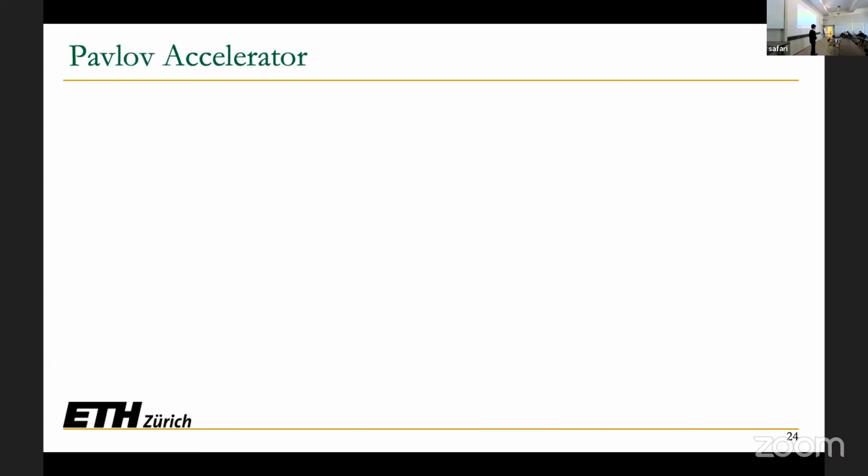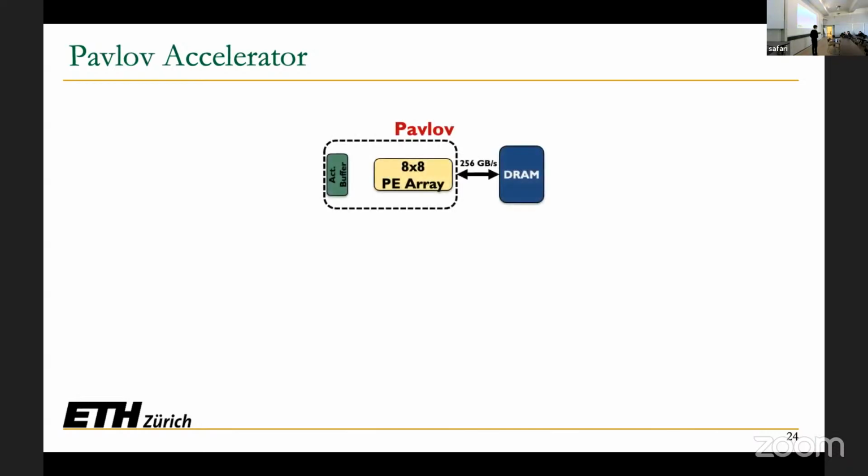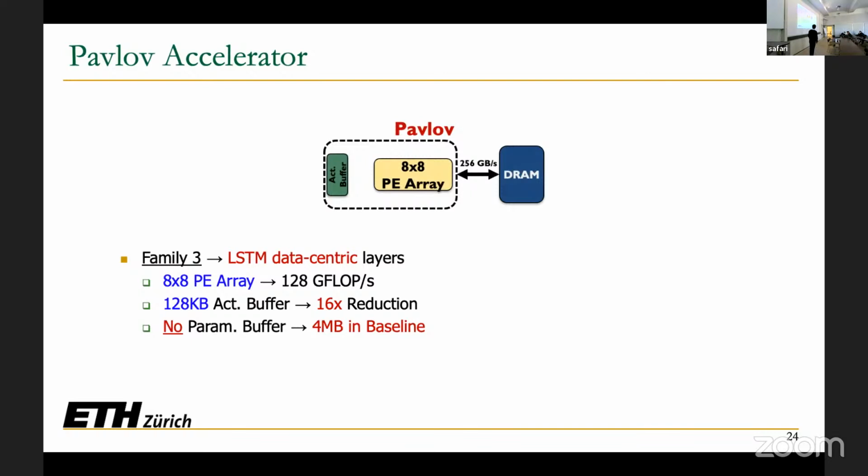The next accelerator is the Pavlov accelerator. It looks like this, and it is catered towards family 3 layers, which are LSTM data-centric layers. This is a near data accelerator, so it utilizes processing near memory. It has 128 gigaflops per second. It's got a 16 times reduction in the activation buffer, and this one doesn't have a parameter buffer. So it will stream the weights and parameters used in inference directly from DRAM.